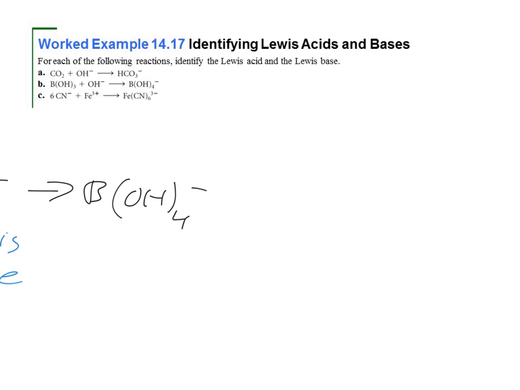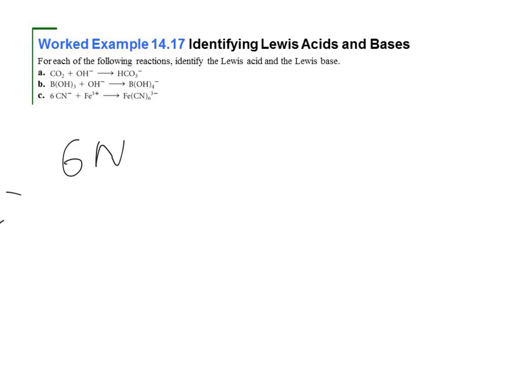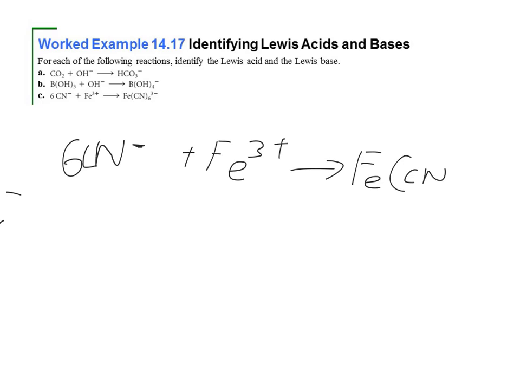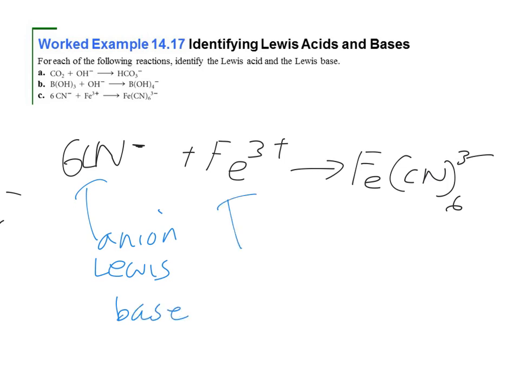All right, we keep going here. This one's about as easy as you can get on an exam. You have cyanide, and you have iron 3 forming a complex or forming an adduct. Once again, you have an anion, so that's a good clue that it's going to be your Lewis base. You have a metal, and we know metals love to be Lewis acids because they love to accept those empty pairs of electrons.